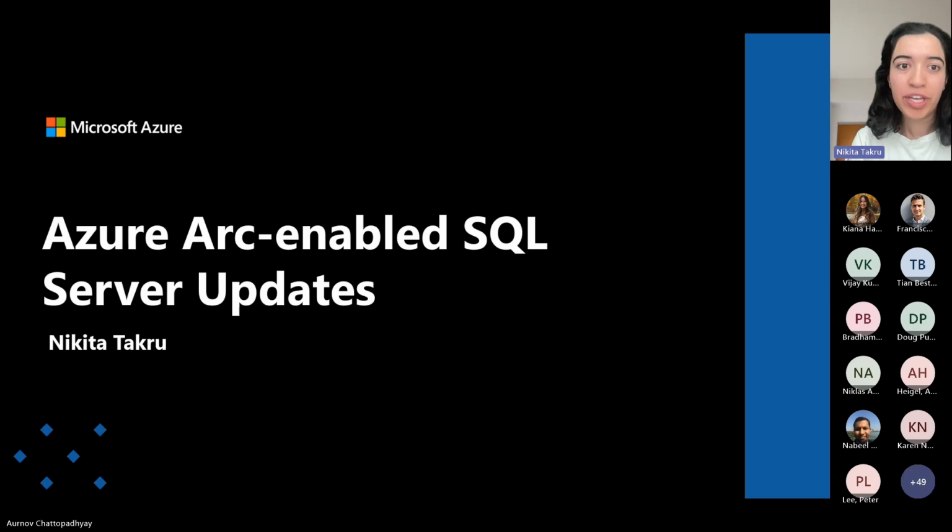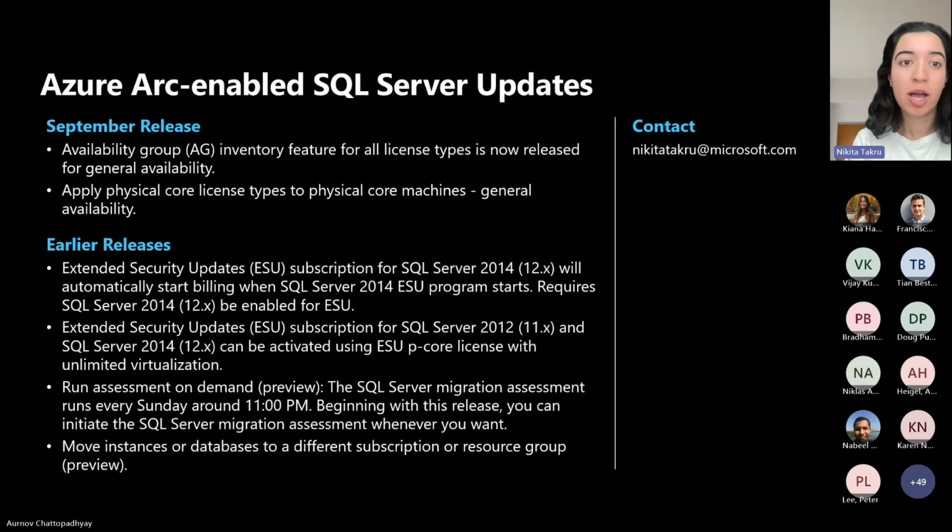Let's first start by going over some of the new exciting updates that are there as part of our upcoming release. So as part of the September release, which we just had, a few exciting features went out. One is availability groups. The inventorying of this is now generally available for all license types to customers. So if you go in to, say, the Azure portal, you'll see a tab for availability groups where you can see all of your availability groups that are there and the metadata properties associated with that. So feel free to take a look and try that feature out.